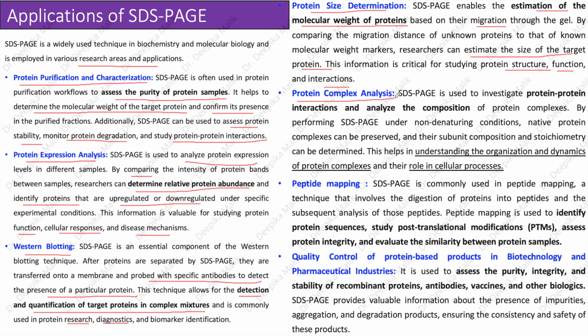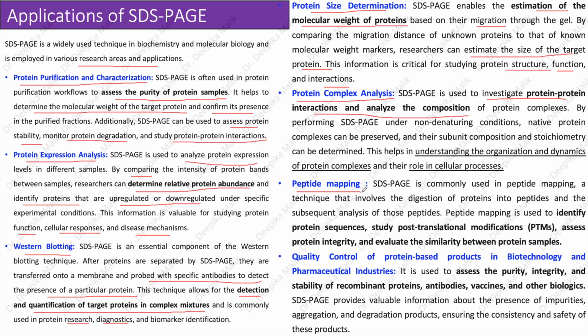Protein complex analysis. This technique is used to investigate protein-protein interactions and analyze the composition of protein complexes. By performing SDS PAGE under non-denaturing conditions, native protein complexes can be preserved and their subunit composition and stoichiometry can be determined. This helps in understanding the organization and dynamics of protein complexes and their role in cellular processes.